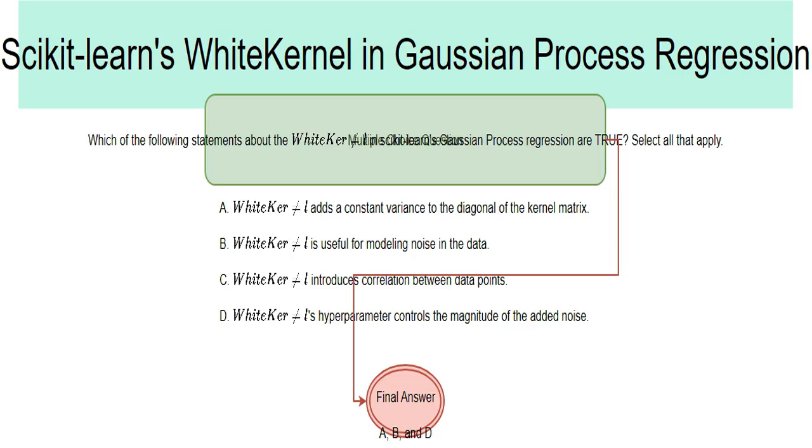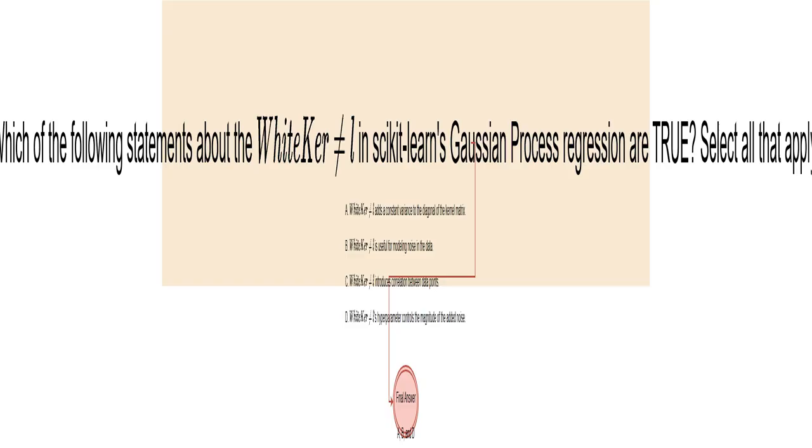I'm diving into the core concept, the WhiteKernel in Sklearn's Gaussian process regression. Get ready to learn something cool. We'll explore what it does and why it's useful. This is the main question. We need to evaluate each statement about the WhiteKernel to determine whether it's true or false. It's a multiple-choice question, so select all that apply.